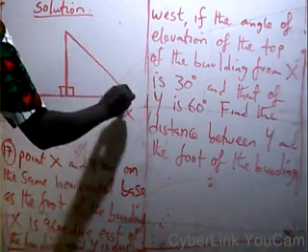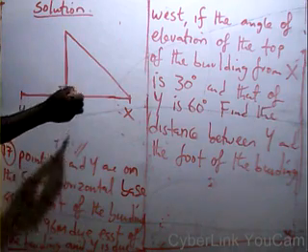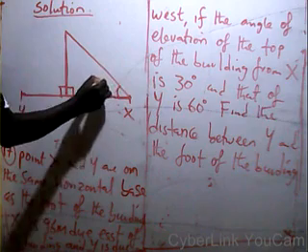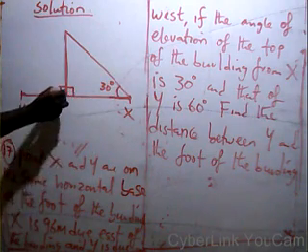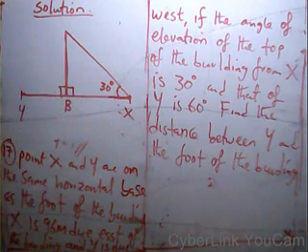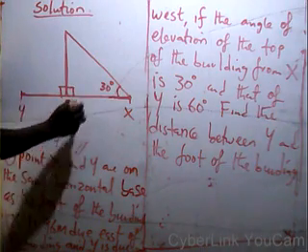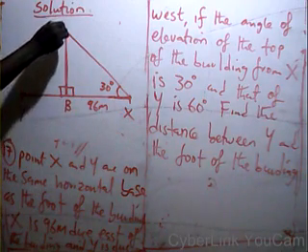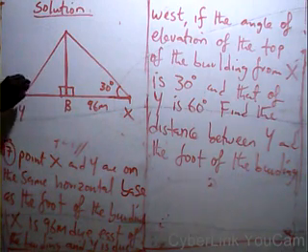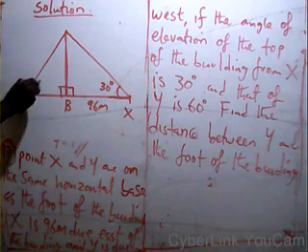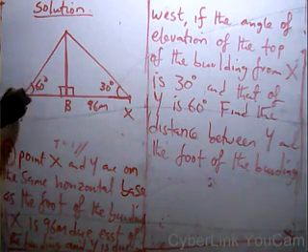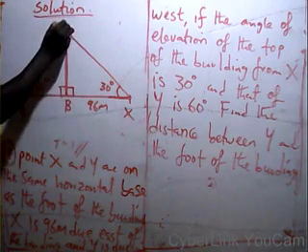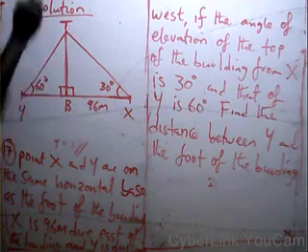So, the angle of elevation from X is 30 degrees. This is the base of the tower. And the distance from X to the base of the tower is 96 meters. The angle of elevation from Y to the top of the building is 60 degrees. So we want to find the distance from this place to this place. We are looking for YB. Let's call this one T, the top of the building.